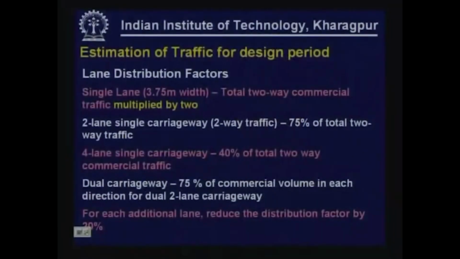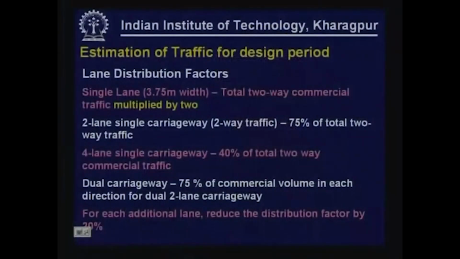For a 2-lane single carriageway having two-way traffic, we are going to take 75% of the total two-way traffic. For a 4-lane single carriageway, 40% of total two-way commercial traffic. We have 4 lanes total, but it is a single carriageway. There is no division between the 2 lanes in the 2 directions. It is not a divided facility. In that case, we are going to take 40% of the total two-way traffic. We are interested in commercial traffic only. Similarly, if you have a dual carriageway, 75% of the commercial traffic in each direction for a dual 2-lane carriageway is going to be considered. For each additional lane, reduce the distribution factor by 20%.